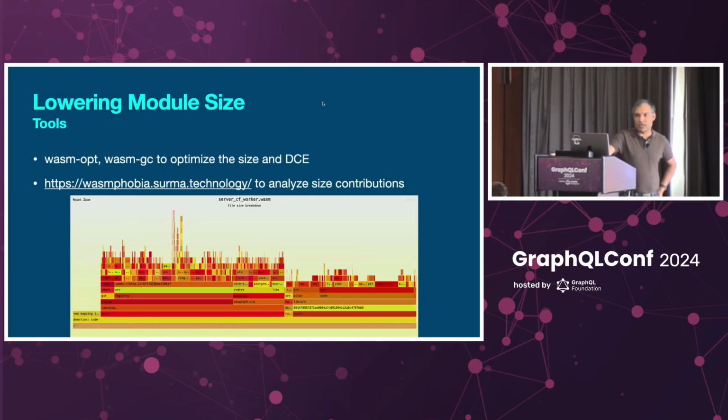Couple of tools that you can use, WASM opt and WASM GC. These two tools optimize and eliminate dead code from your WASM file. There is also a tool called WASM phobia, and with WASM phobia, you drop your WASM file and it will tell you who is contributing how much. And then you can navigate through this flame graph and look at saying, okay, does it make sense? Do you need a replacement? And so on.